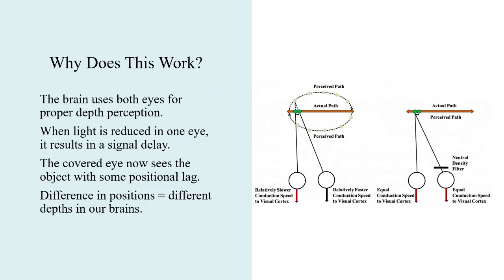This illusion works because your brain uses both eyes for proper depth perception, and when light is reduced in one eye, it results in a delay in your brain's signaling system. The covered eye now sees the motion of the pendulum with some positional delay. This delay then shows us one's perceived pathway rather than the actual pathway of the pendulum, as one's brain compares the mismatched signals.